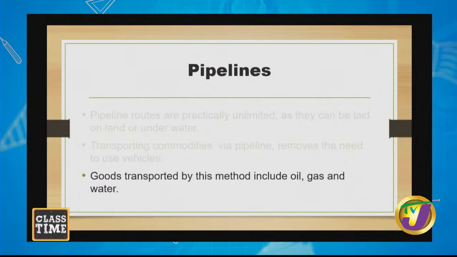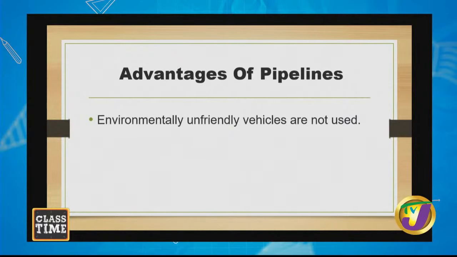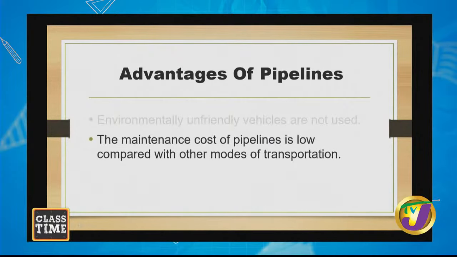Now, are there advantages of using pipelines? Of course, if we are using pipelines, then the need for environmentally unfriendly vehicles is removed, right? So we don't need these vehicles if we're using pipelines to transport water, gas, or oil. Good? Now, the maintenance cost of pipelines is low compared with other modes of transportation. And cost is important. It's important that a business cut cost.